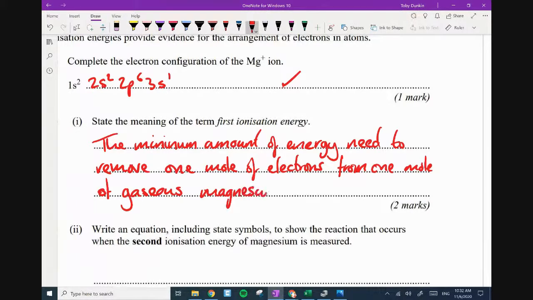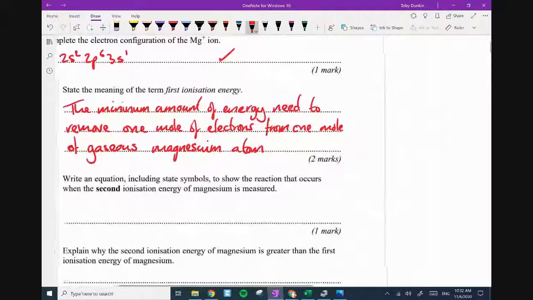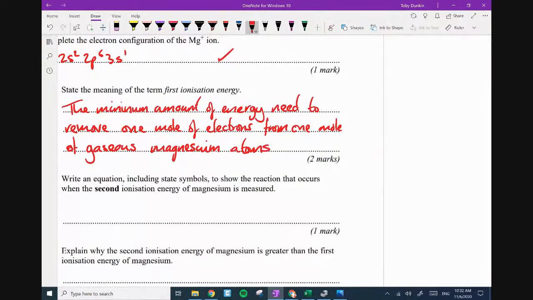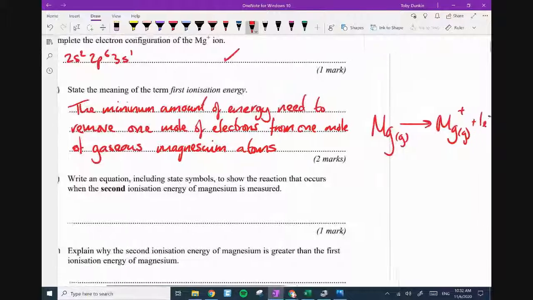Right, and then I'm gonna write an equation for that, magnesium atoms. I'm gonna write the equation for it because I think there's more value. So here's the equation: Mg(g) goes to Mg+(g) and 1 electron. From gaseous atoms to form Mg1+, unipositive gaseous ions.